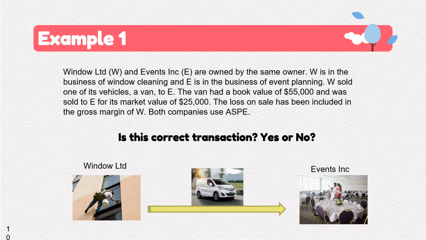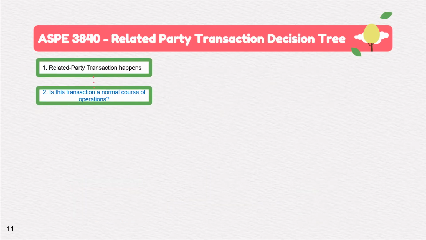We see that one company sold a van to another company and they're both related. So how do we know if this is correct or not? We have to go through the criteria again. So now let's look at the related party transaction decision tree in ASPE. We know it's a related party transaction because it's the same owner that owns both the companies.